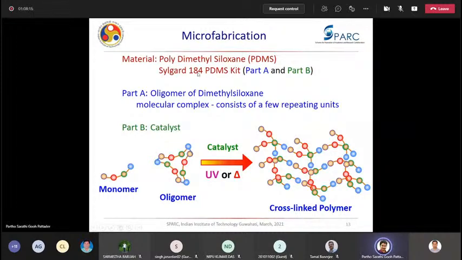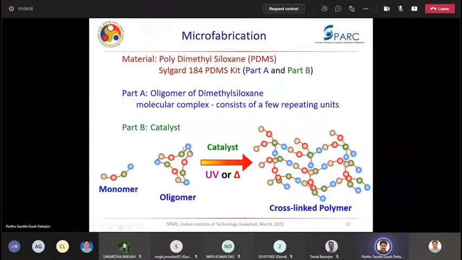Okay, it comes in two parts. Part A contains the oligomer of dimethyl siloxane itself. And part B, delivered in a small quantity, is basically the curing agent. This curing agent is basically a catalyst made up of palladium nanoparticles. An oligomer is nothing but a combination of a few monomers connected with some bonds. Very few monomers associate together to form an oligomer.